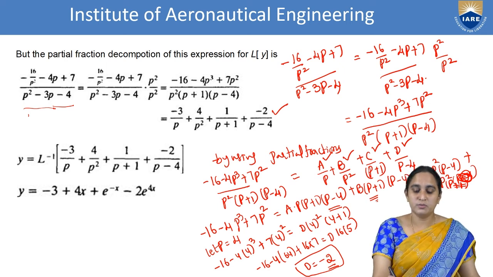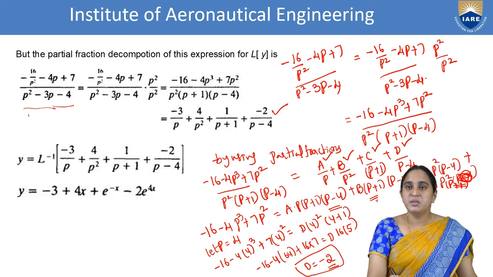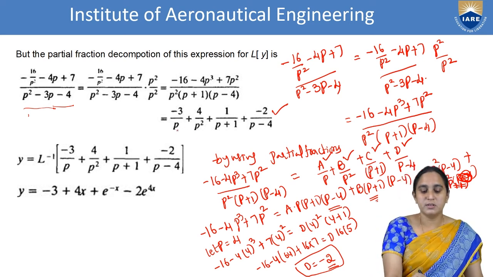Similarly, if you are substituting p equal to minus 1 and p equal to 0, we directly get the A value, B value and C value.